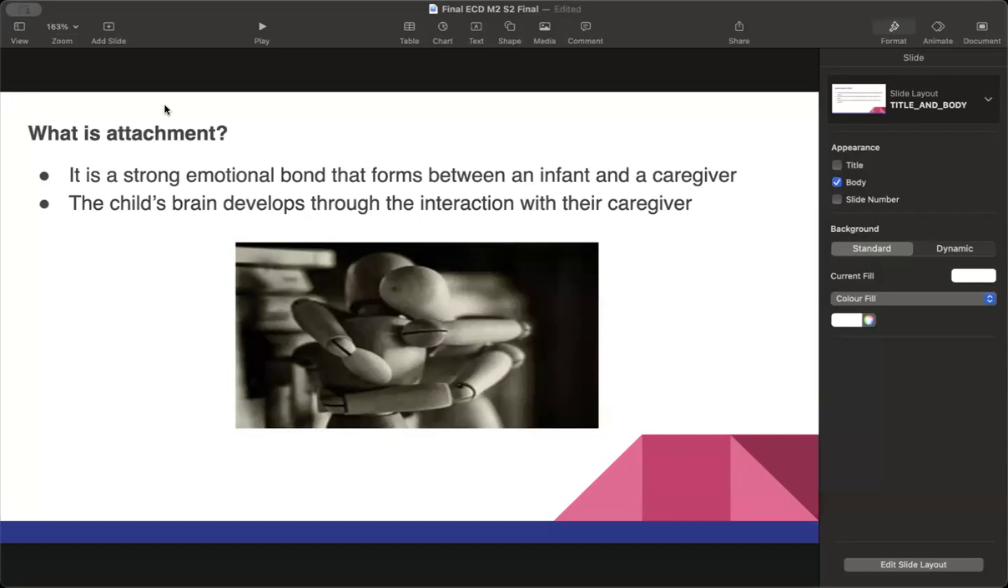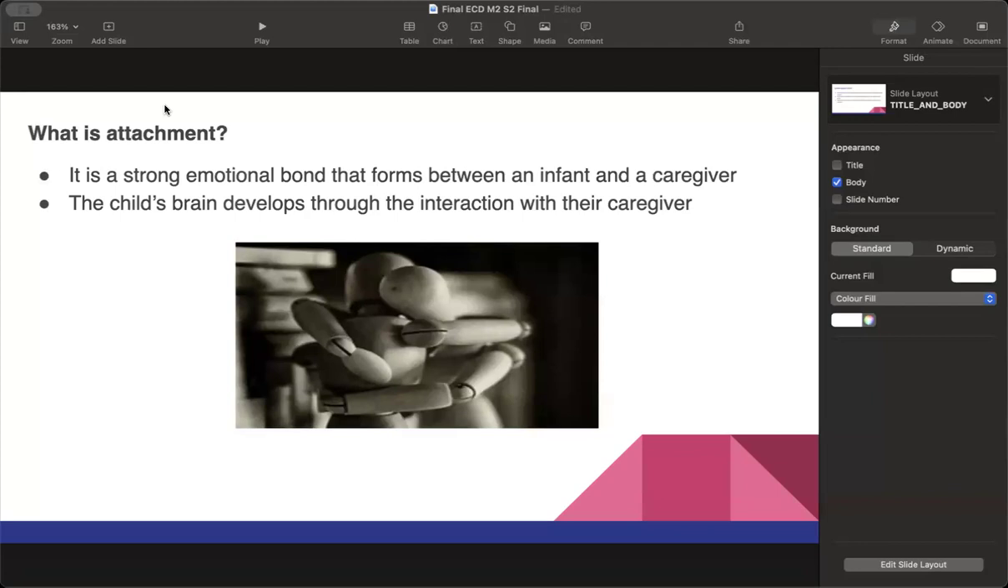All right. So now we're speaking about attachment. We spoke about bonding, and we're going into it a little bit more. Not only are you bonding with somebody, once you bond with somebody, you become attached to that person. So we're just going to be discussing what this attachment is all about. With regards to a child or a baby, it is a strong emotional bond that forms between an infant and a caregiver. The child's brain develops through the interaction with the caregiver. So we can see that this bond is very, very important.